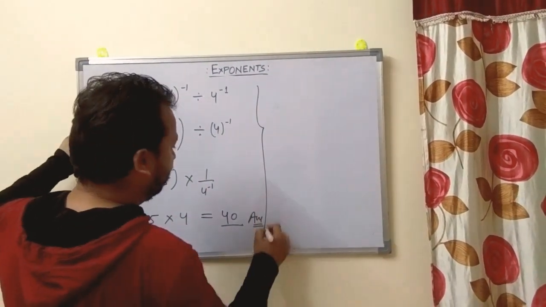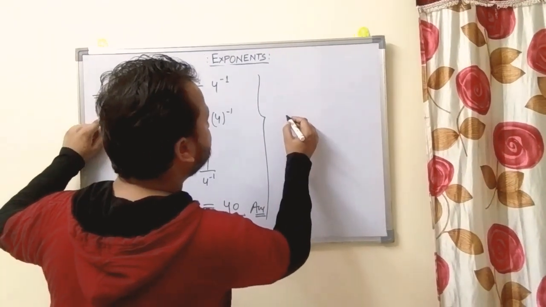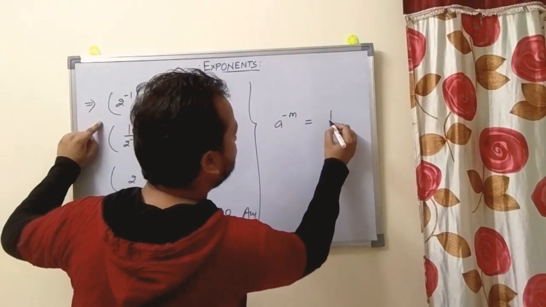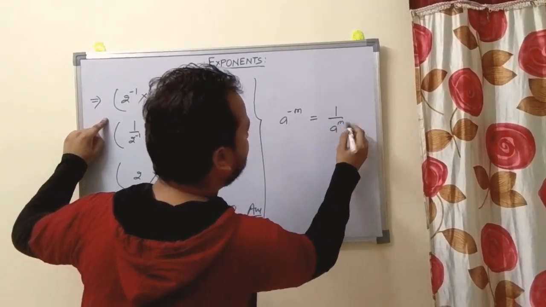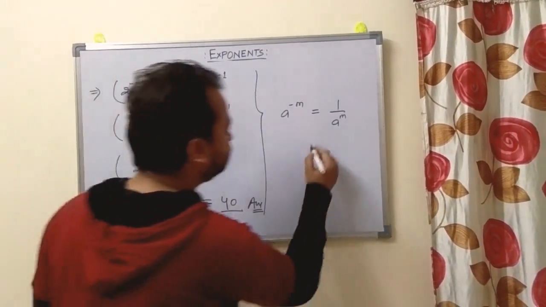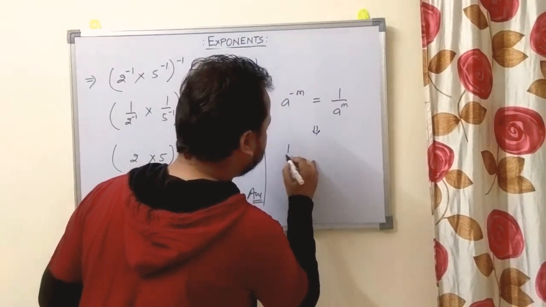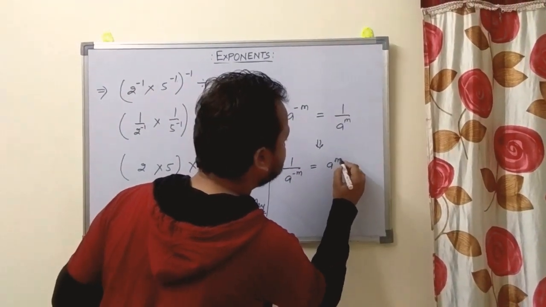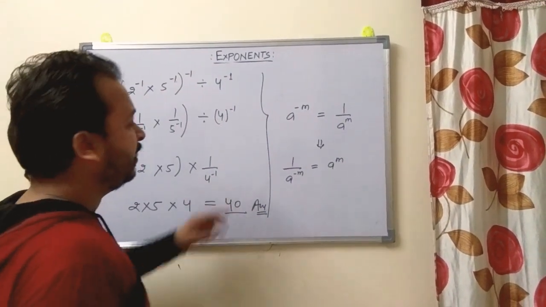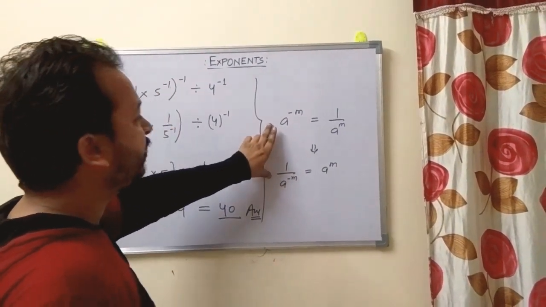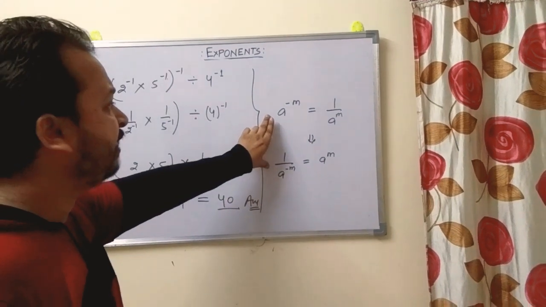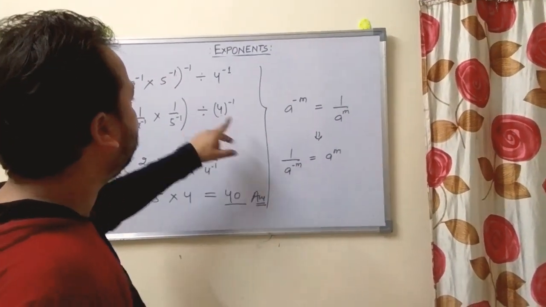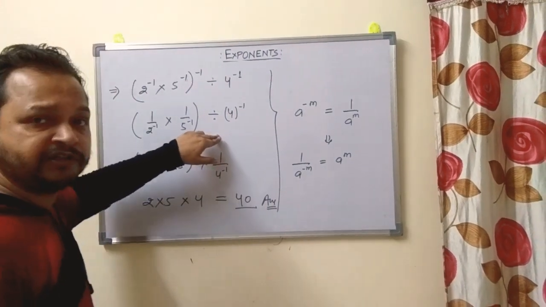So in solving this, we are using the formula, means if a power minus m is written, you can write it as 1 upon a power m, or if it is written as 1 upon a power minus m, it is written as a power m. This is the formula you have learned in class 7th in exponent chapter. This formula we have used in solving this question.